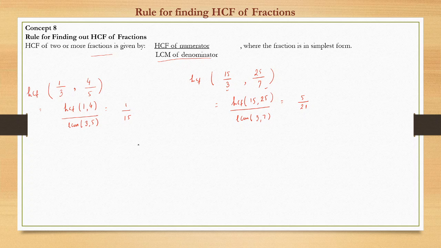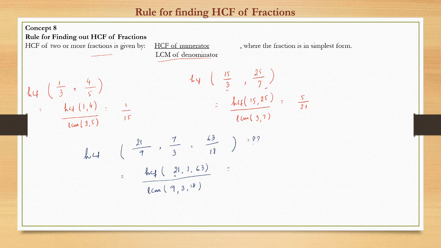say suppose the numbers are any random numbers: 21 by 9, then 7 by 3, then whatever, say 63 by 18. These three numbers are there. We have to find the HCF of these three fractions. So what would it be? It would be the HCF of the numerators, which are 21, 7 and 63, upon the LCM of the denominators 9, 3, 18.